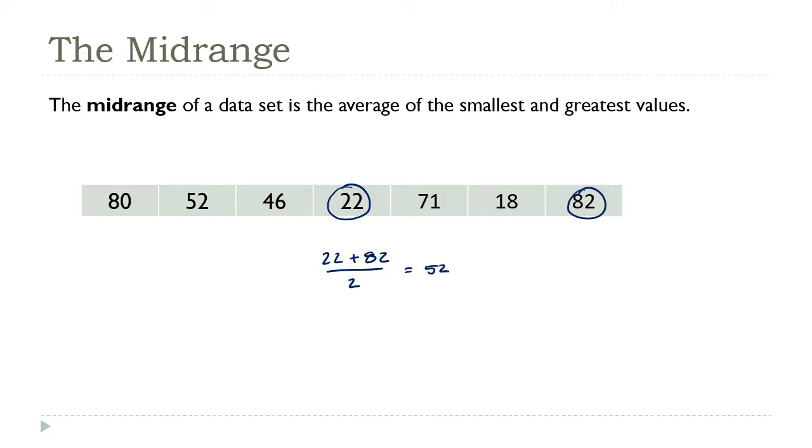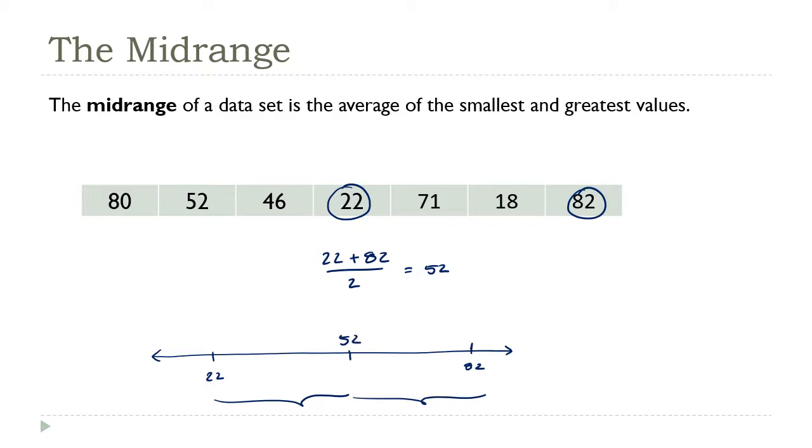Similar to the median, this is the value that's in the middle of the data set. In this case, you can think of the data as being distributed along a number line, and the midrange is the value that is equidistant from the 2 endpoints. That is, it's the middle of the segment that's formed by the 2 endpoints.